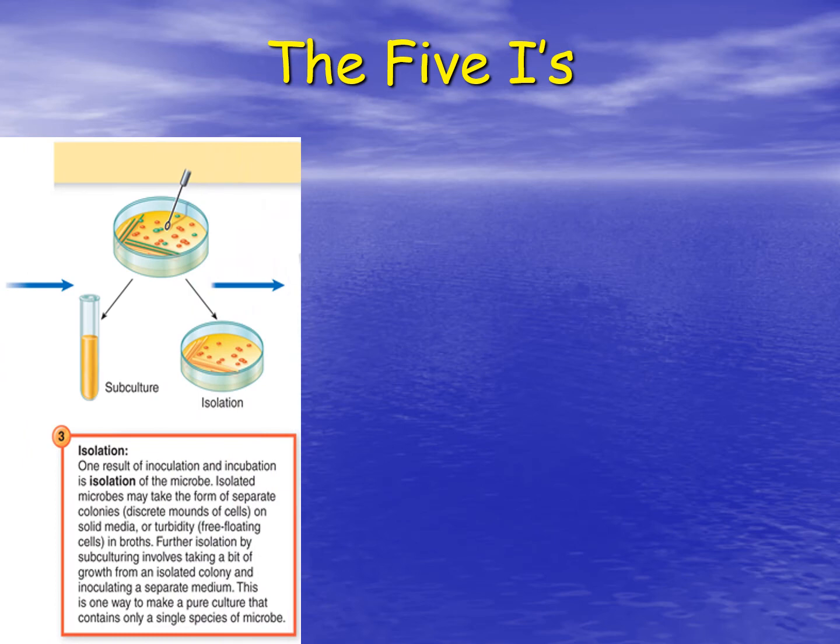Once we have grown the organisms, we then will isolate a single organism, either through using a single culture from a petri dish and subculturing it into another type of media, or taking it and then again isolating it on another petri dish.